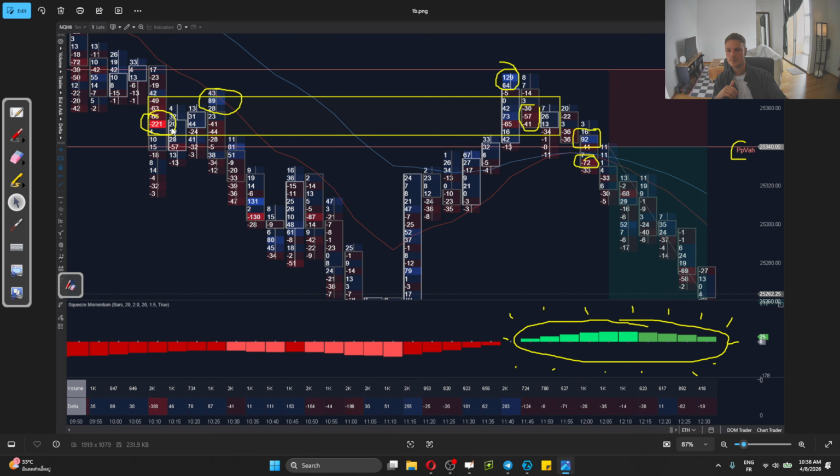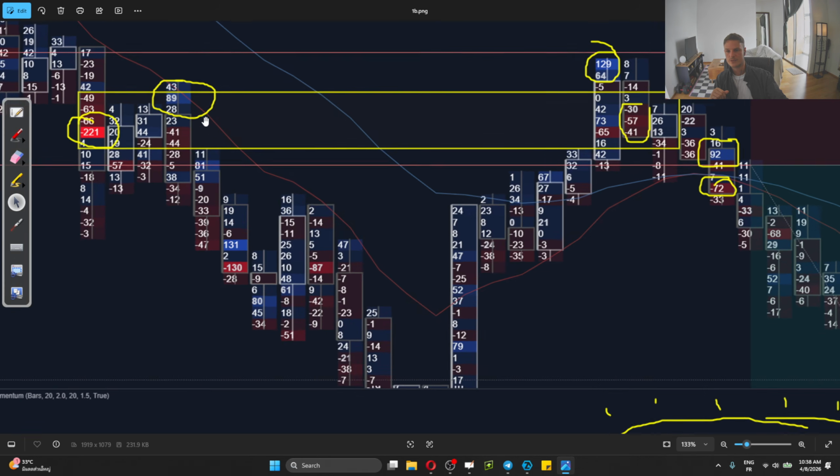Now, if we zoom in, we can see my order block, which I would call an area of supply. It doesn't matter what you call it. It's an area where a lot of sellers stepped in earlier that session, and a lot of buyers failed. We can zoom in here.